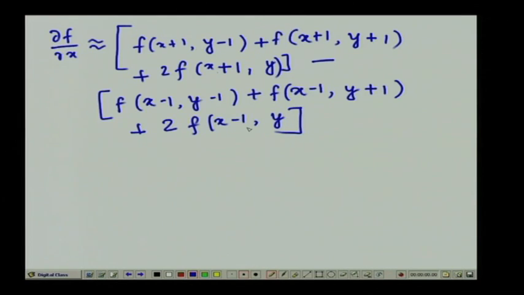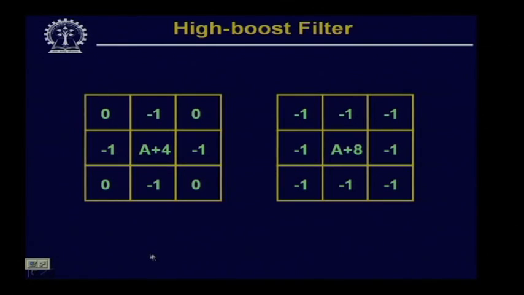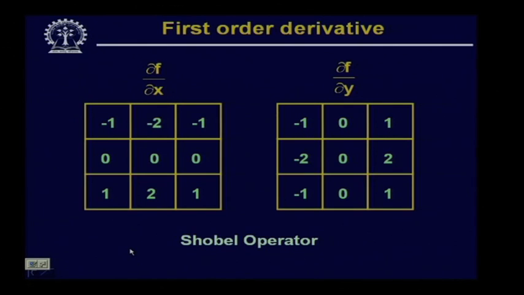Once we have this kind of discrete formulation of the first order derivative, I can similarly find del f/del y, which will have a similar form. Then we can have a mask which will compute the first order derivative of an image. For computing the first order derivative along the x direction, the left hand side shows the mask, and for the y direction, the right hand side shows the mask. Later on we will see that these operators are known as Sobel operators.